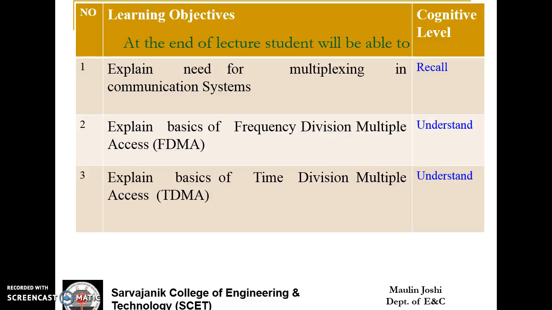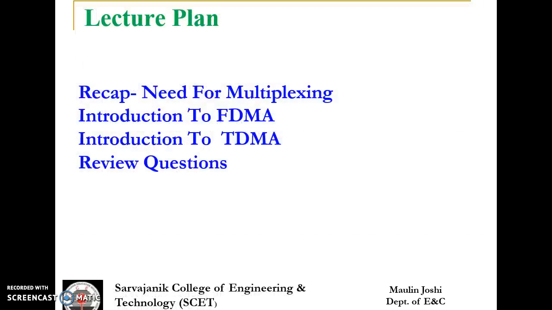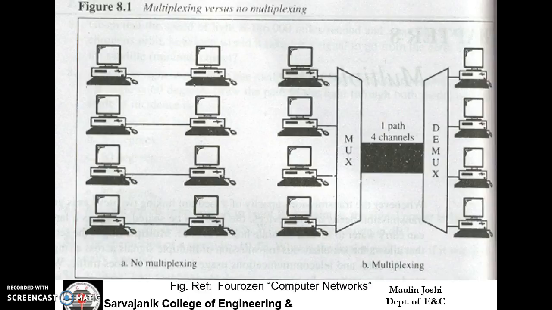These are the learning objectives. At the end of the lecture, students will be able to, number one, explain the need for multiplexing in communication systems. Secondly, explain the basics of frequency division multiple access, that is FDMA, and explain the basics of time division multiple access, TDMA. This is the lecture plan. We'll recap the need for multiplexing. We'll visit the introduction to FDMA, then TDMA, and at the end, we'll leave you with the review questions.